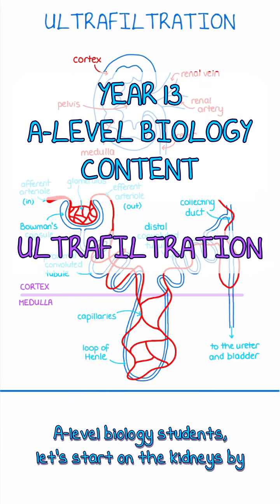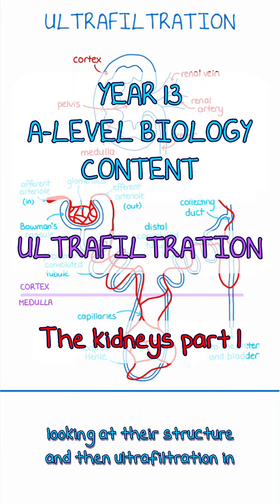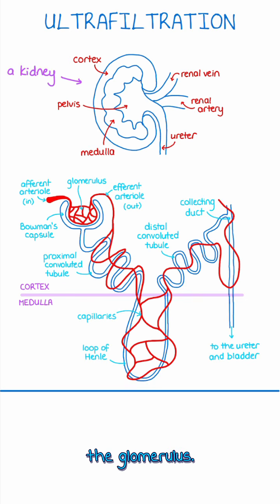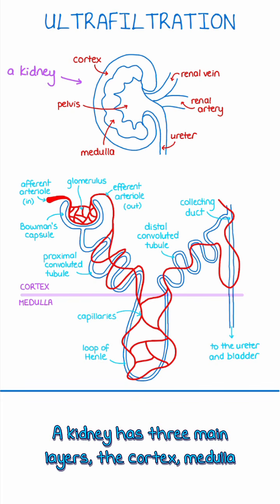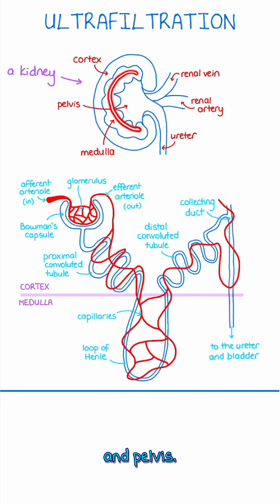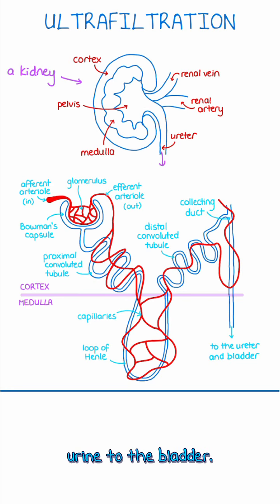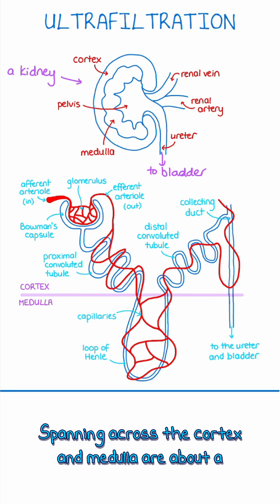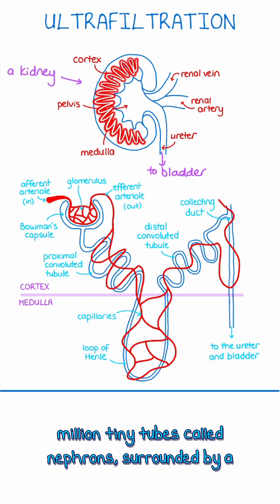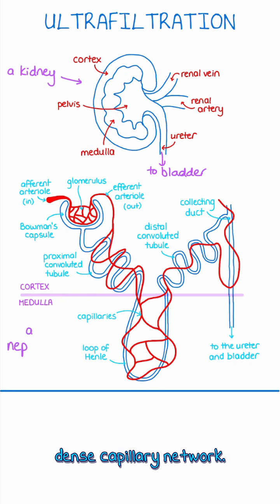A-level biology students, let's start on the kidneys by looking at their structure and then ultrafiltration in the glomerulus. A kidney has three main layers: the cortex, medulla and pelvis. The pelvis connects to the ureter, the tube that drains urine to the bladder. Spanning across the cortex and medulla are about 1 million tiny tubes called nephrons, surrounded by a dense capillary network.